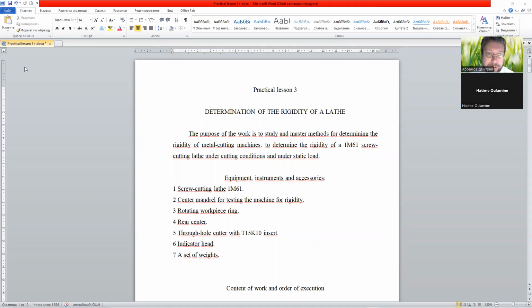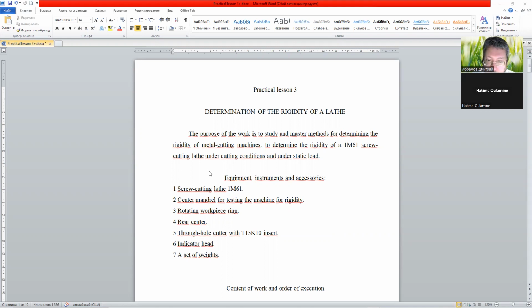Okay, we start our lesson. Today is practical lesson number 3. The name of the lesson: determination of the rigidity of a lathe. The purpose of the work is to study and master methods for determining the rigidity of metal cutting machines, to determine the rigidity of a 1M-61 screw cutting lathe under cutting conditions and under static load.